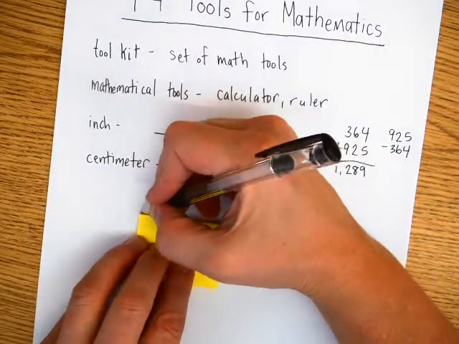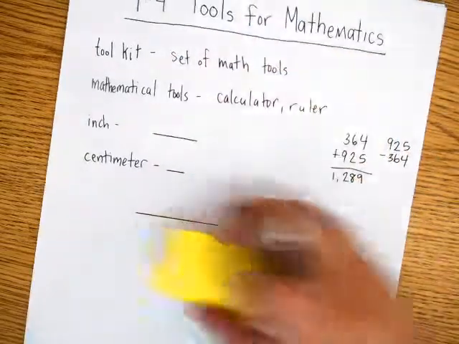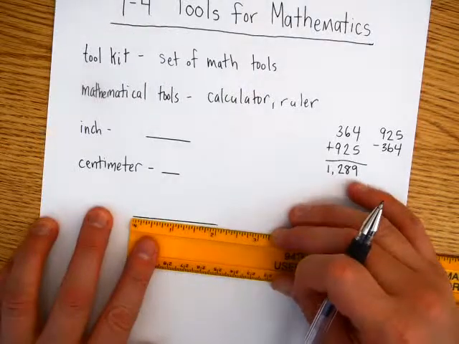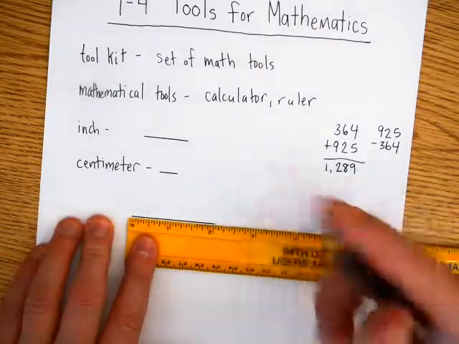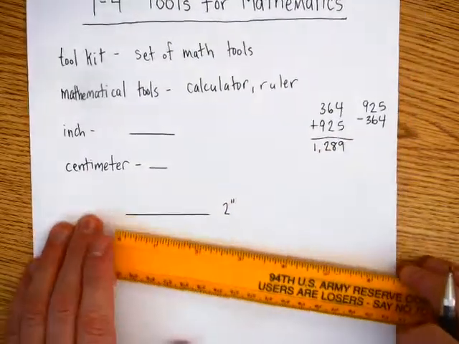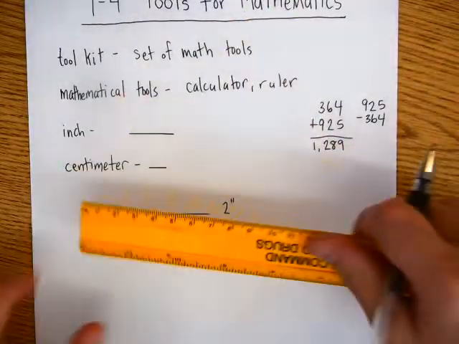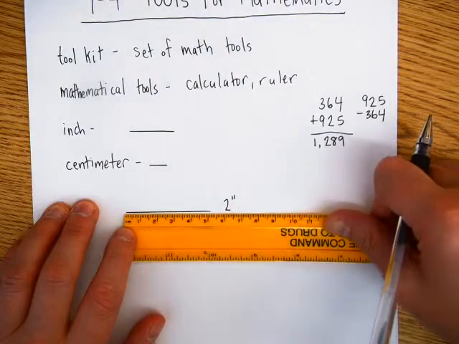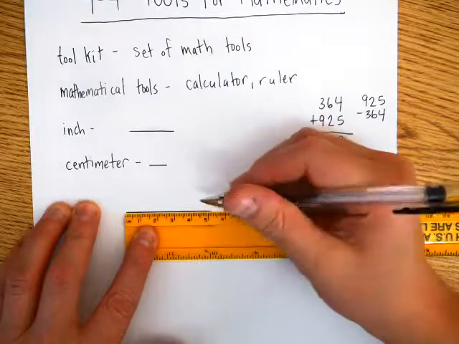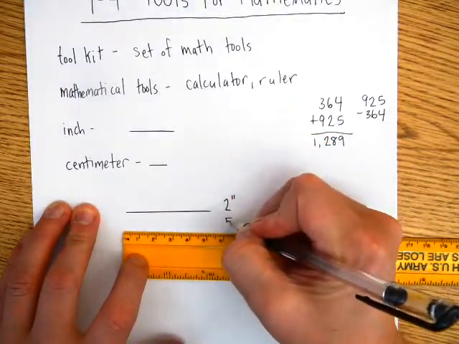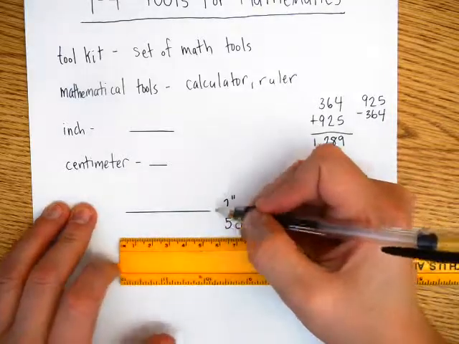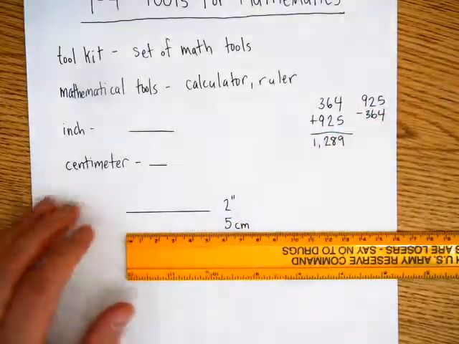So if I have a line segment here, say it's that long, we want kids to be able to look at this and say, okay, the nearest inch is pretty much about 2 inches. I'll use the abbreviation for inches, so 2 inches. And how many centimeters is that? To the nearest centimeter, it's a little bit more than 5 centimeters, but we can say it's about 5 centimeters. Either of those measurements will work, and we want kids to be able to do that.